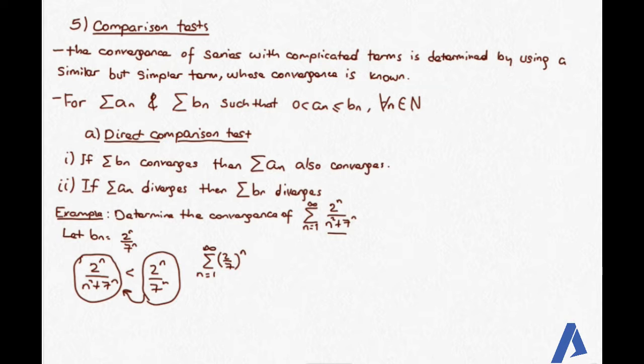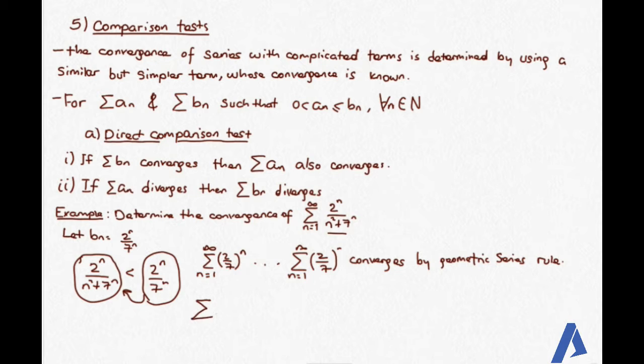ስለዚህ በጂኦሜትሪክ ሲሪስ ሩል መሰረት ይሄኛው ሲሪስ ኮንቨርጅ ያደርጋል። ስለዚህ summation of 2 over 7 to the power of n from n is equal to 1 up to infinity converges by geometric series rule. ስለዚህ የኮንቨርጅ ካረገ ምን ብለን ዲዱስ ማድረግ እንችላለን? summation of an ወይም summation of 2 to the power of n over n square plus 7 to the power of n from n is equal to 1 up to infinity converges.